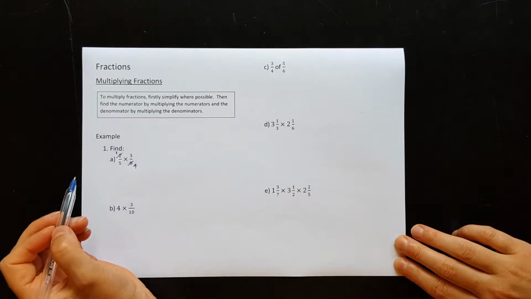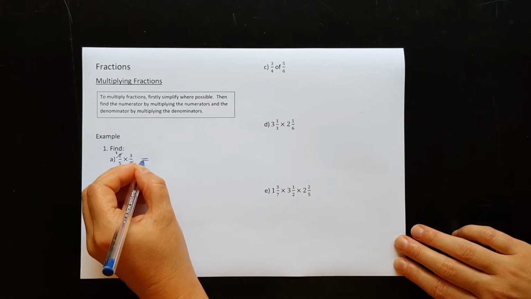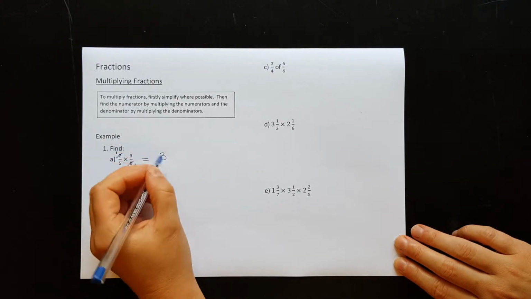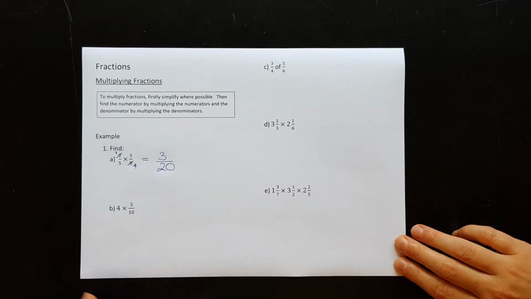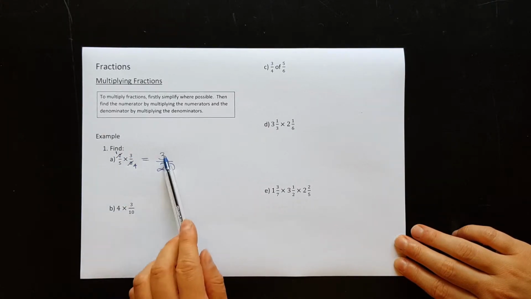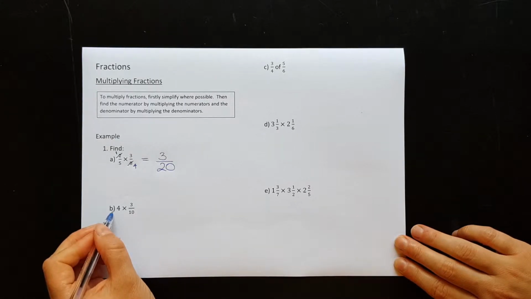So once we've simplified as much as we can, we multiply the numerators together. 1 times 3 is 3. And we multiply the denominators together. 5 times 4 makes 20. Okay, and that's it. That's done. So 2/5 times 3/8 is 3/20. Let's do it again for B.